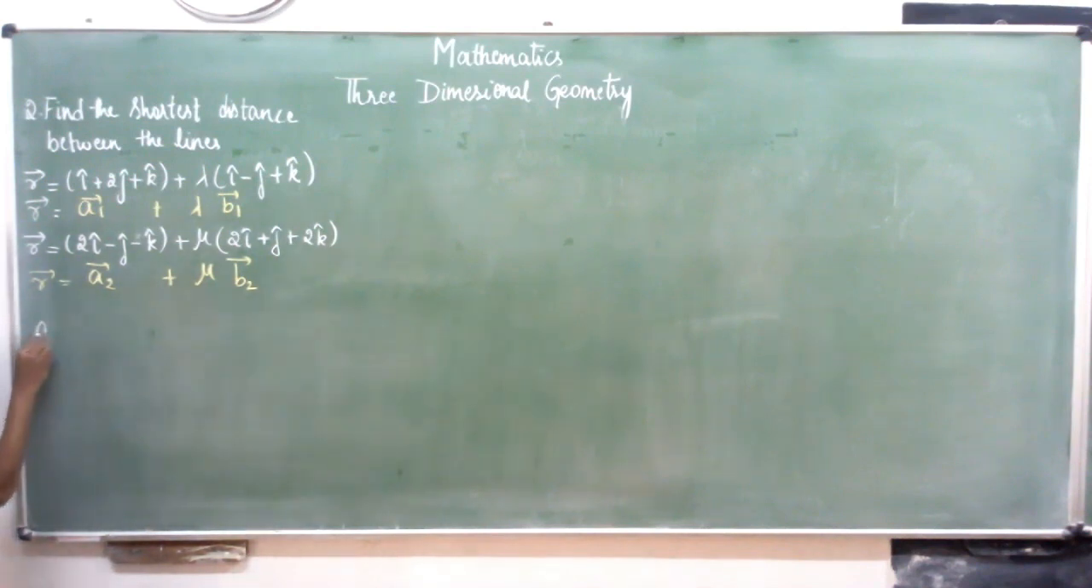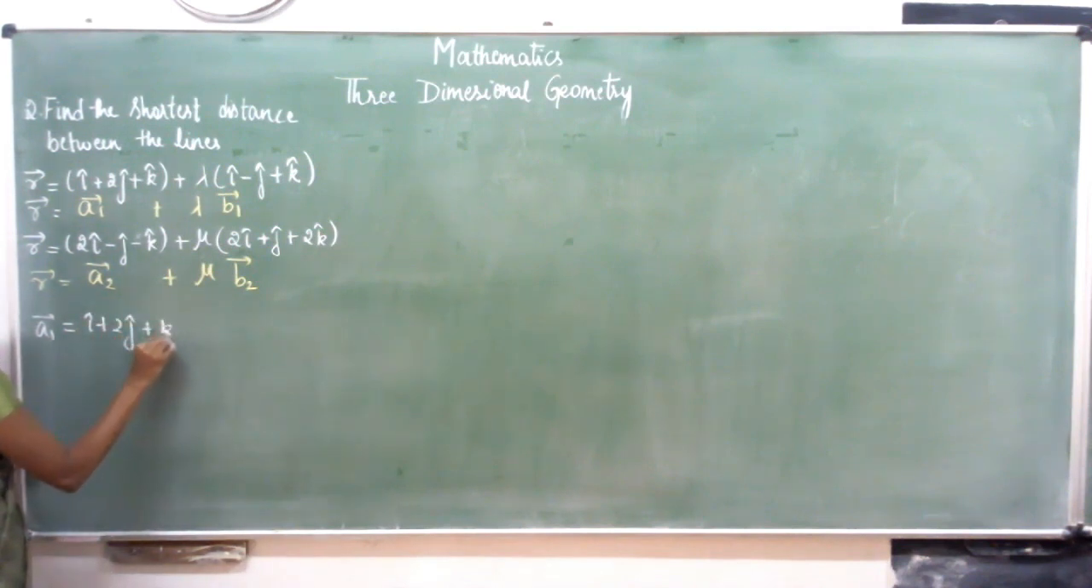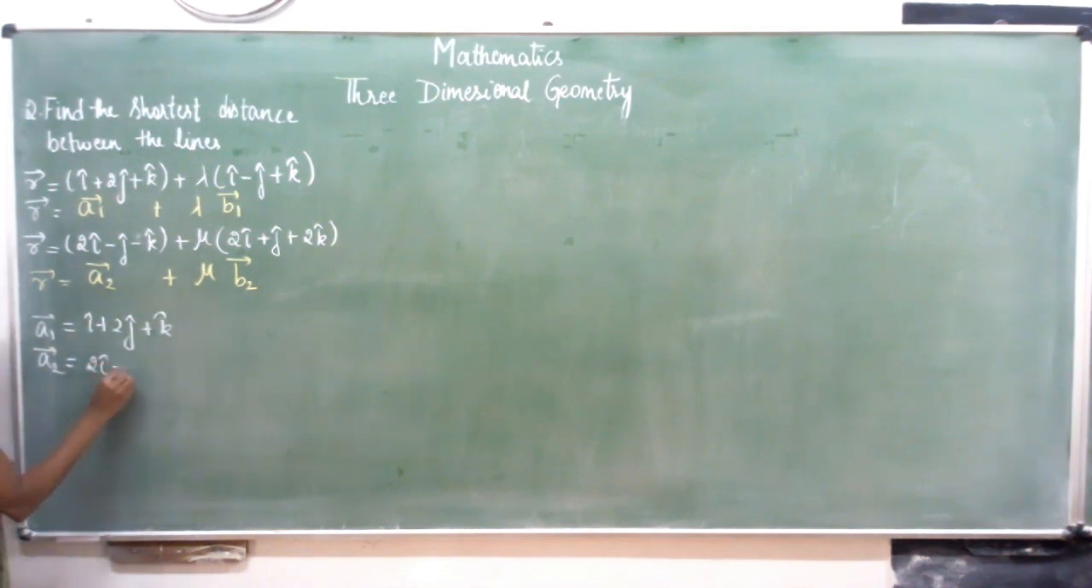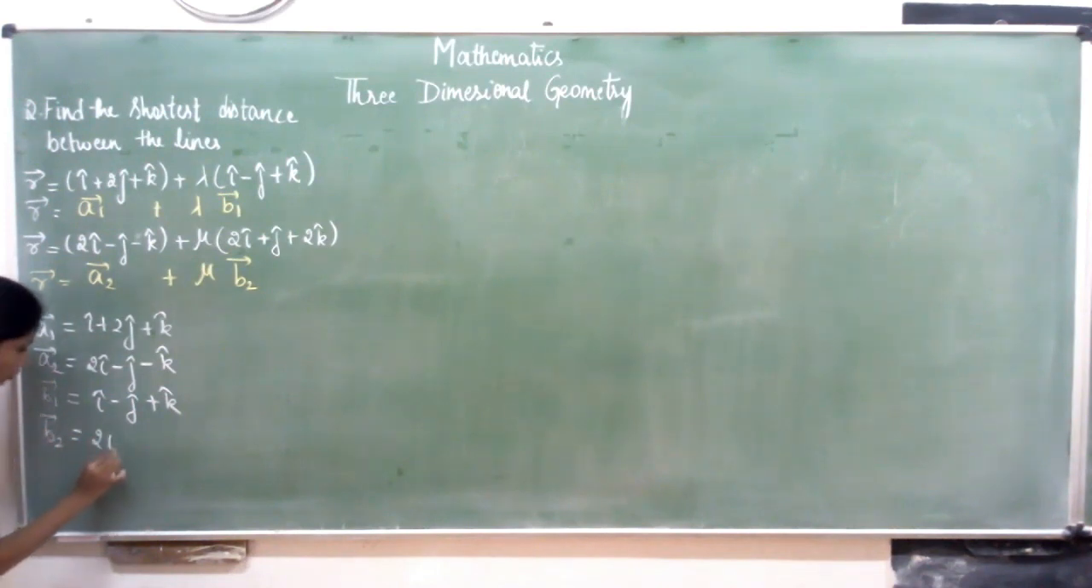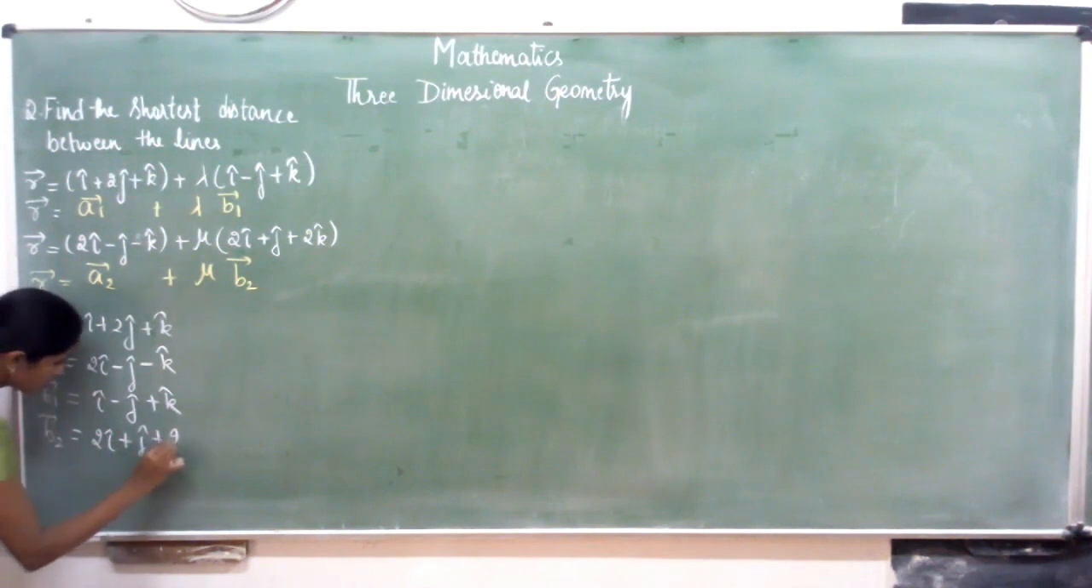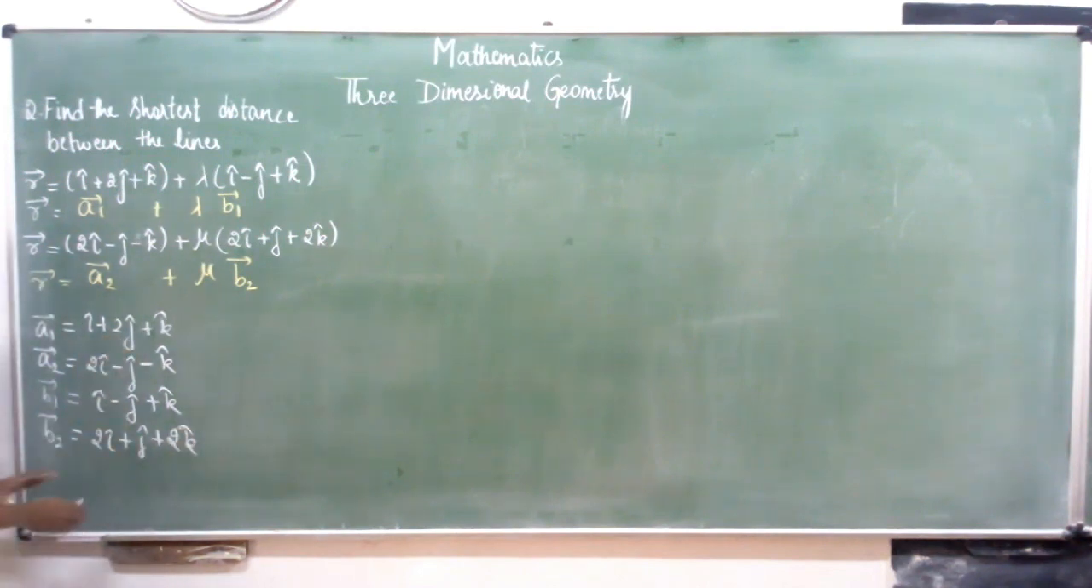So here, what is the first step? We can write what is vector a1. Vector a1 is equal to i cap plus 2j cap plus k cap, and vector a2 is equal to 2i cap minus j cap minus k cap. Vector b1 is equal to i cap minus j cap plus k cap. Vector b2 is equal to 2i cap plus j cap plus 2k cap. You can even skip this step if you can easily identify and write the vectors directly.